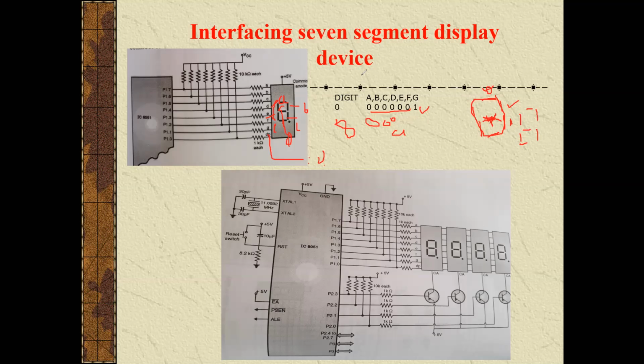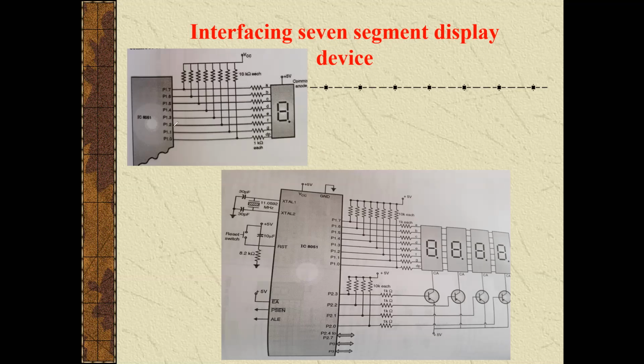For displaying 1, digit 1, what LED should glow here? This one, B and C. B should be 0 and C should be 0, and except for those all should be high. According to this configuration, the LED will glow. So such kind of code we have to send from the microcontroller to display.